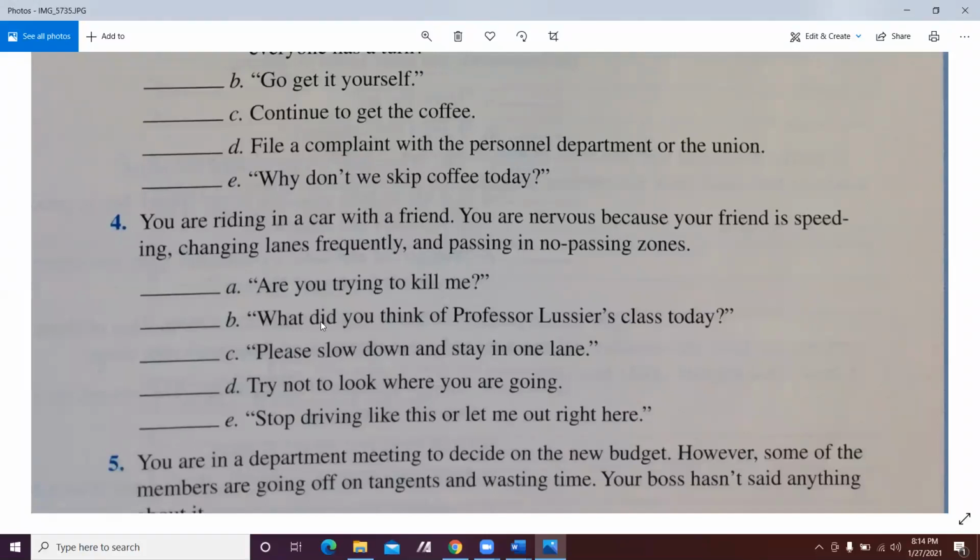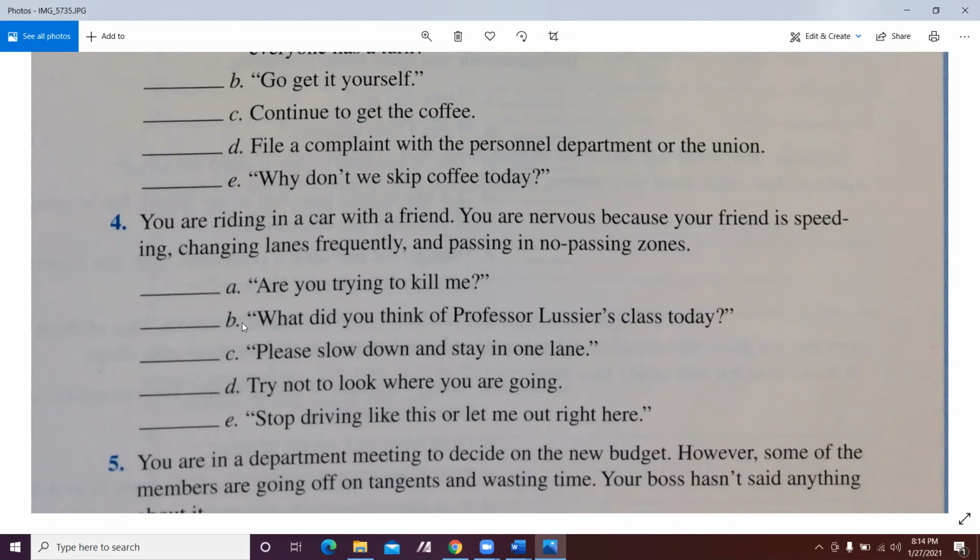Then, what did you think of Professor Lucia's class today? Forgetting about what is going on, not concentrating on what is going on. This is passive. So, you are riding in a car with a friend, and you are nervous because the friend is driving speedily. That is dangerous, really.